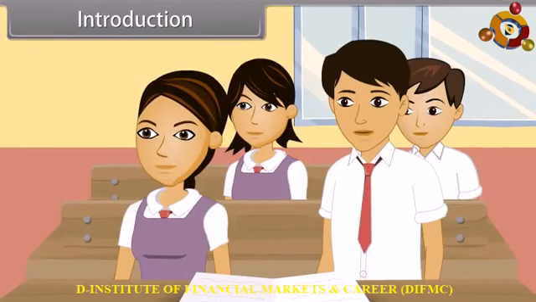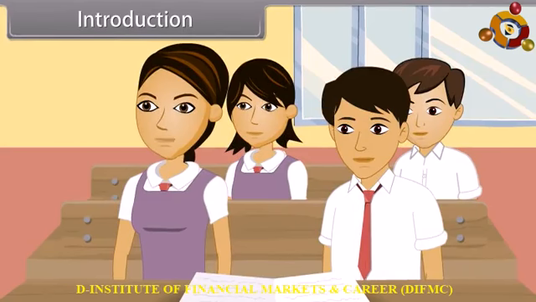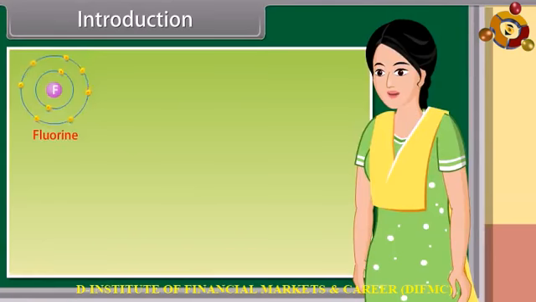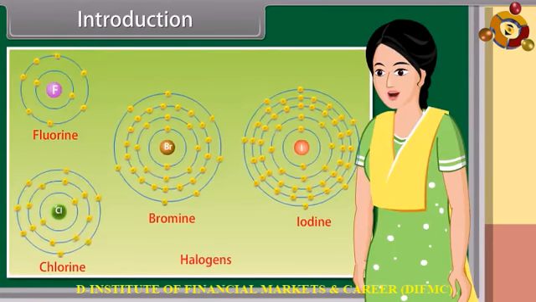Ma'am, what are haloalkanes? Haloalkanes are the chemical compounds in which one or more of the hydrogen atoms in an alkane have been replaced by halogen atoms. And what are halogens, ma'am? Halogens are the reactive nonmetals having 7 valence electrons.